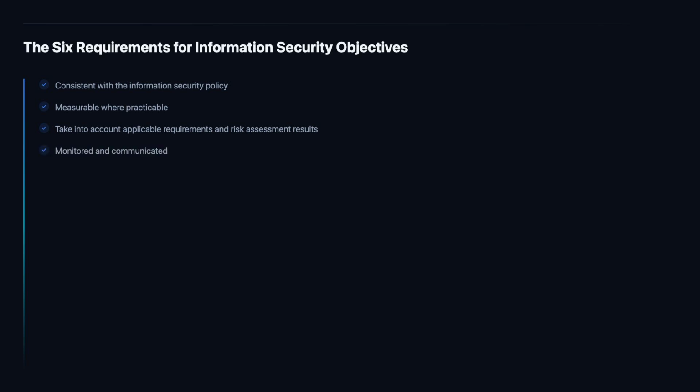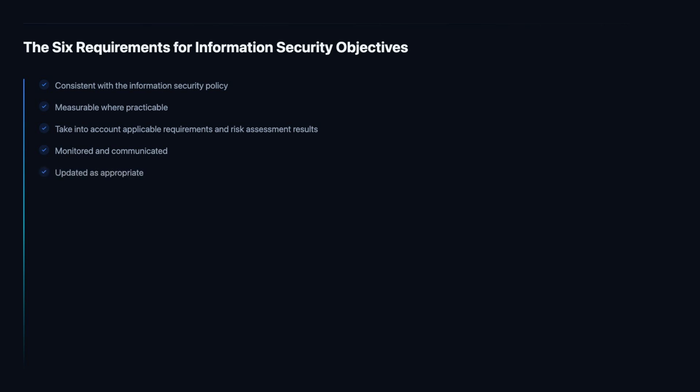Monitoring and communication requirements mean objectives must be tracked over time and reported to relevant stakeholders. This is not a passive exercise. Monitoring involves collecting data on progress, identifying objectives that are at risk of not being met, and escalating those risks to management. Communication ensures that the people responsible for achieving objectives are aware of them, and that management receives regular updates on progress. These activities generate the documented evidence of performance evaluation that auditors seek.